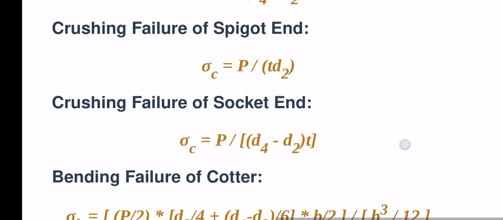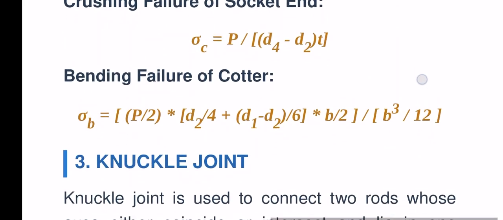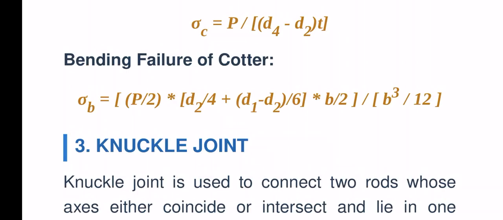Crushing failure of spigot end: sigma c is equal to P divided by t d2. Crushing failure of socket end: sigma c is equal to P divided by d4 minus d2, all into 2t. Bending failure of cotter: sigma b is equal to P by 2 into d2 by 4 plus d1 minus d2 by 6, into t by 2, divided by t b cubed by 12.